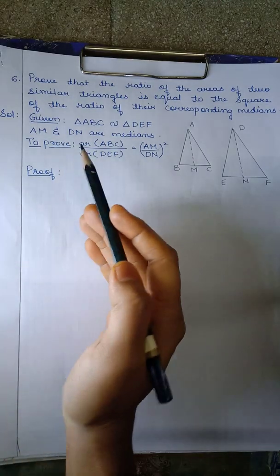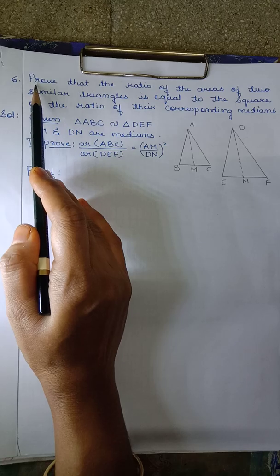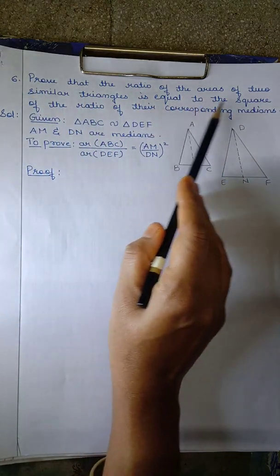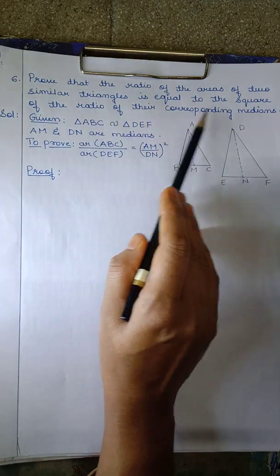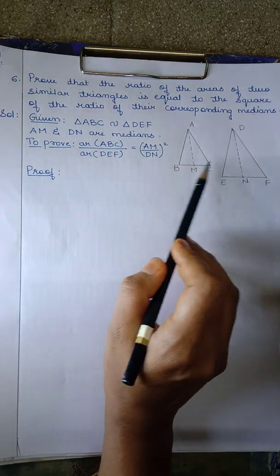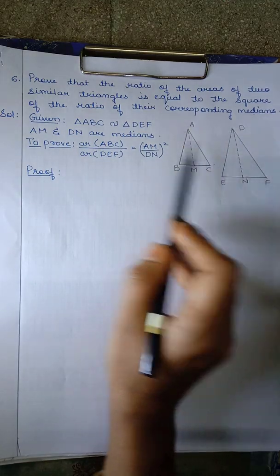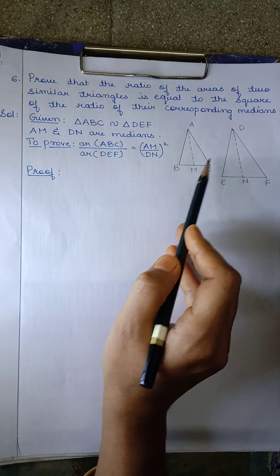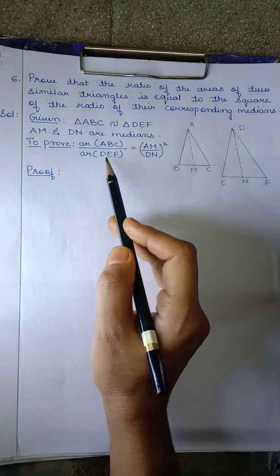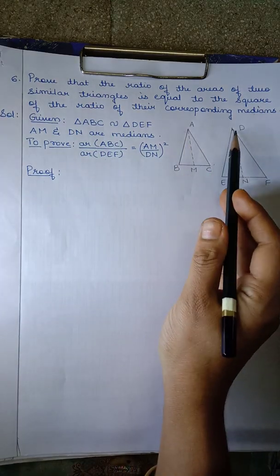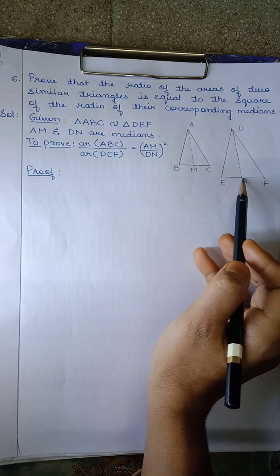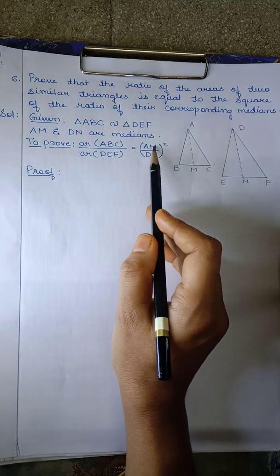Now children, let's see the sixth question. The sixth question is, prove that the ratio of the areas of two similar triangles is equal to the square of the ratio of their corresponding medians. Okay. ABC and DEF are the two similar triangles here, and AM and DN are medians here. And you have to prove the ratio of the areas of these two similar triangles, that is ABC and DEF, is equal to AM square by DN square. Yes, the square of the medians.